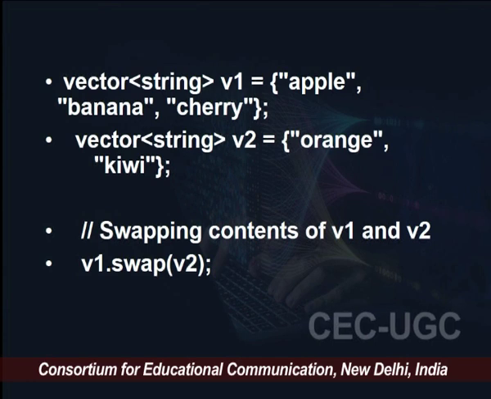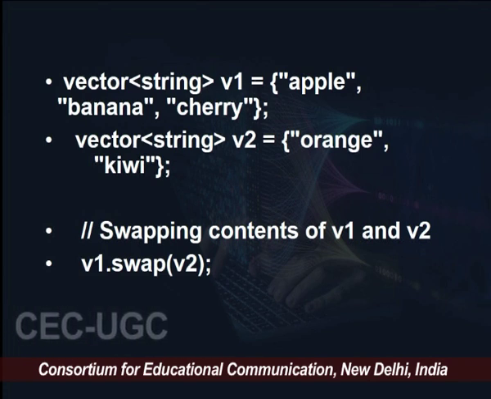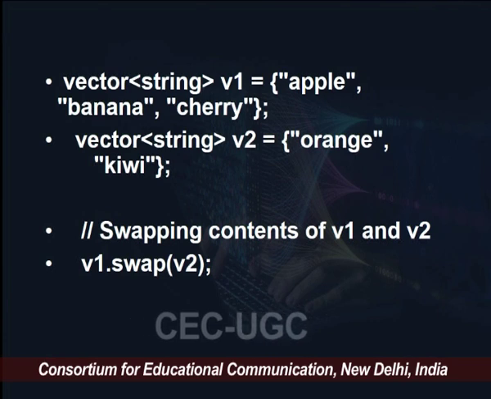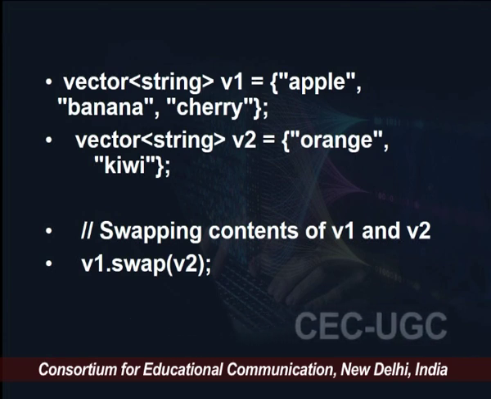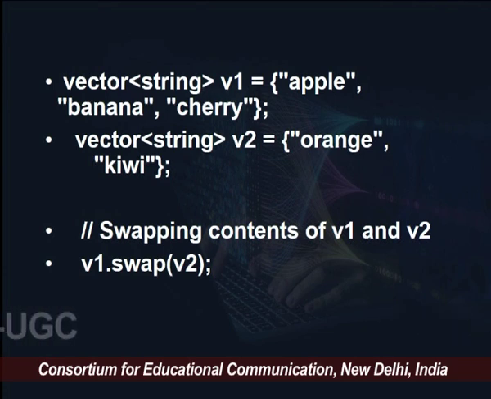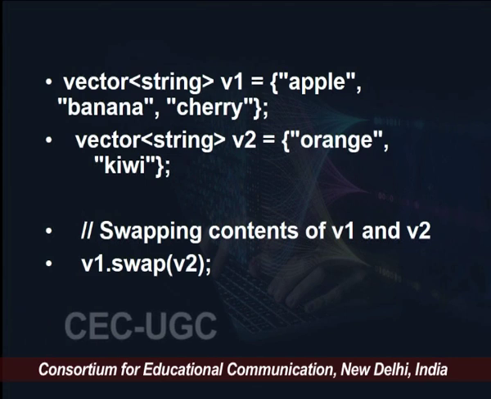We can have strings also. So, here as it is shown on the screen, we have two vectors. One is v1, which has 3 strings: apple, banana and cherry, and another one is a vector v2 with 2 values: orange and kiwi.